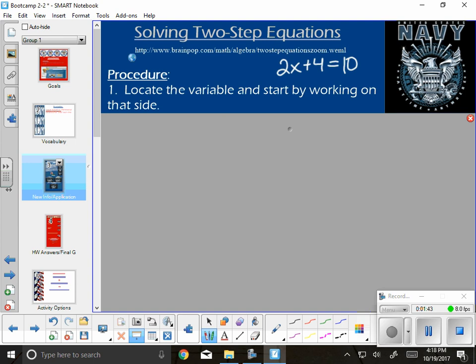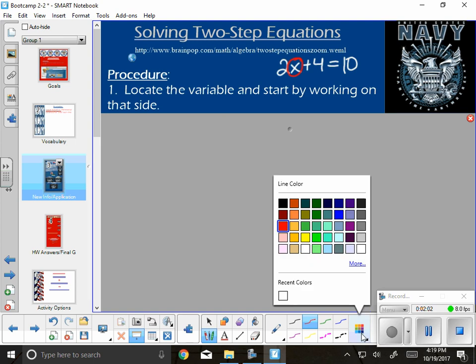Now when we see this equation and we're looking for the variable, we can see that it's on the left-hand side, right there, but there's something attached to it. So this is going to be a little bit different than solving one-step equations, because we're going to have a surprise, an extra step that we're going to have to do, making this a two-step equation.